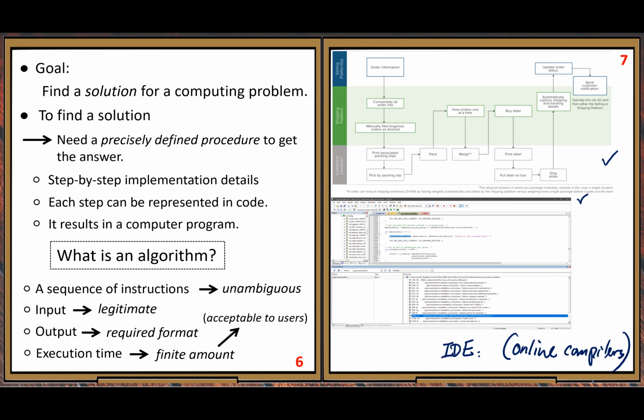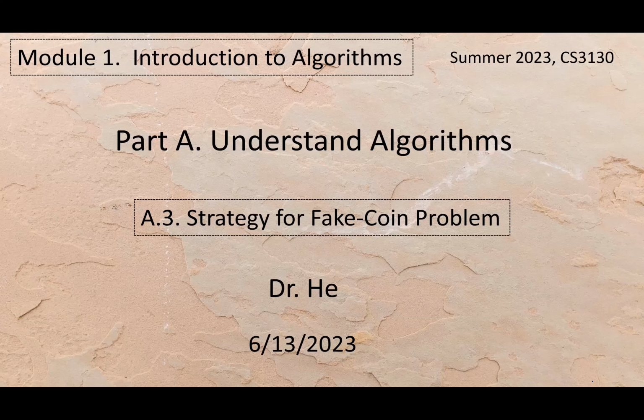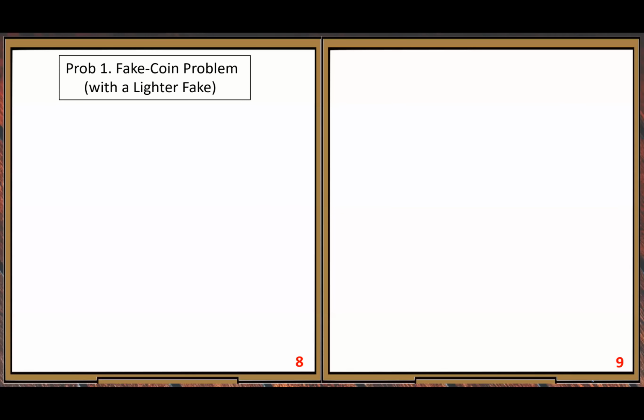So we finish our 8.2. Now 8.3. Another example I want to show is the fake coin problem. It's from our textbook. Because I only have 9 minutes, let me talk about the fake coin problem first.